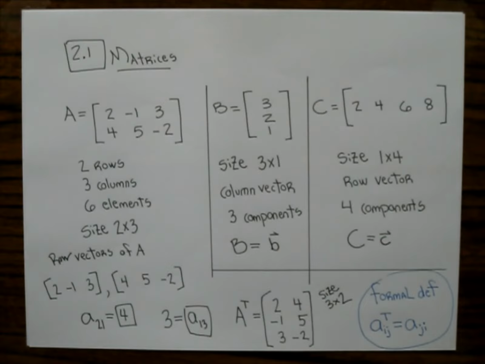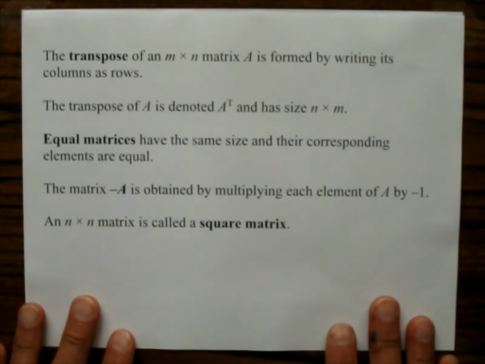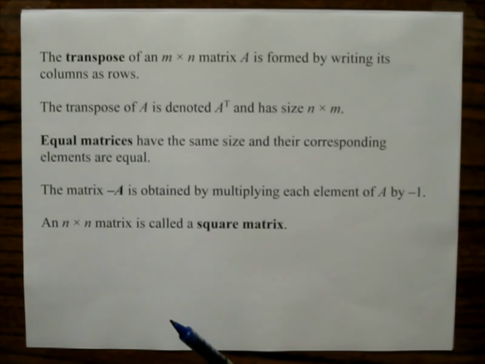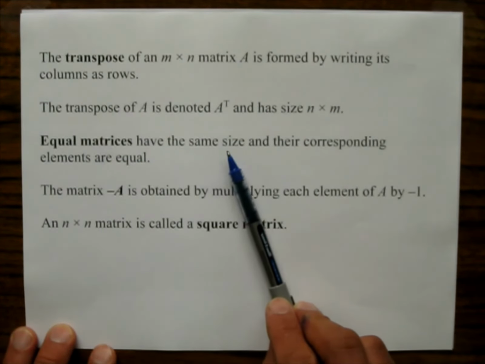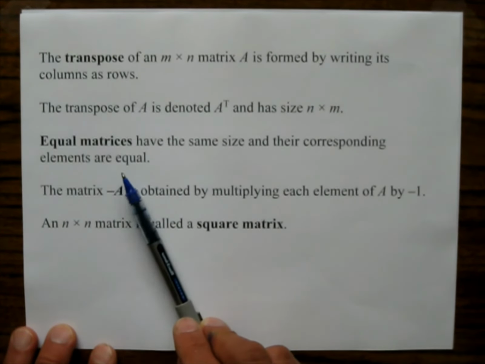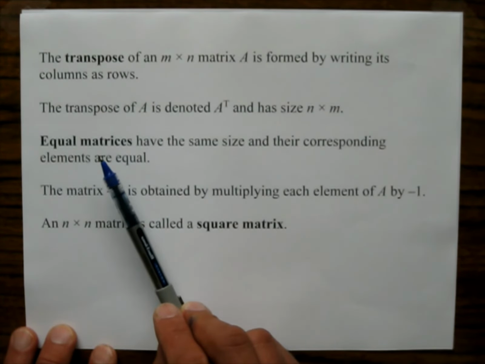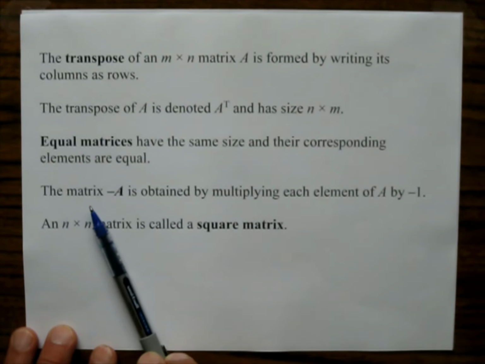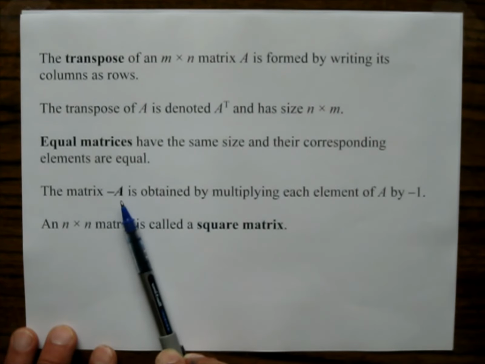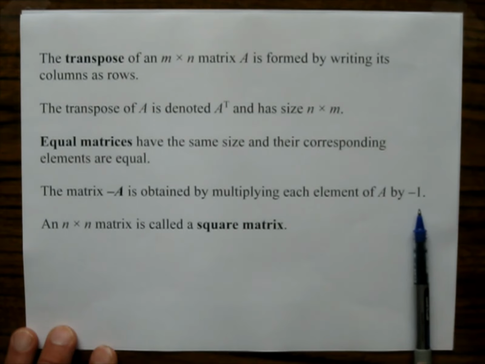Let's continue now. We can take this off completely and talk about equal matrices. Equal matrices have the same size and their corresponding elements are equal. That's important to say. Equal matrices look identical. They look the same in every aspect. Elements are the same, the size is the same. The matrix negative A is obtained by multiplying each element of A by negative 1. So you have to say that for some reason.